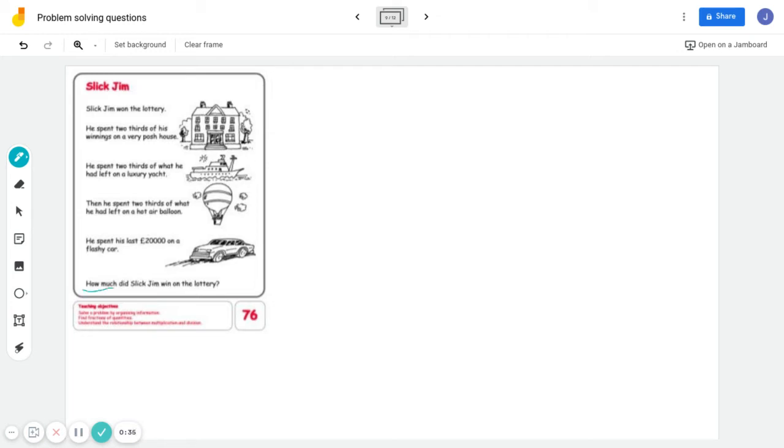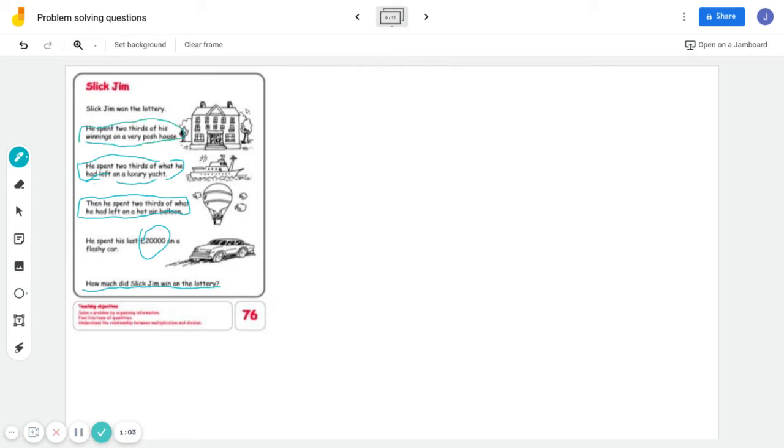So the question is, how much did he win on the lottery? To answer that question, we need to work our way backwards, because this tells us the last bit of money he had was 20,000, and before that he had 2/3 more than that, which he spent on the balloon. But before that, he had 2/3 more than that, and he spent it on the yacht. And before that, he had 2/3 more than that, and he spent it on the house.